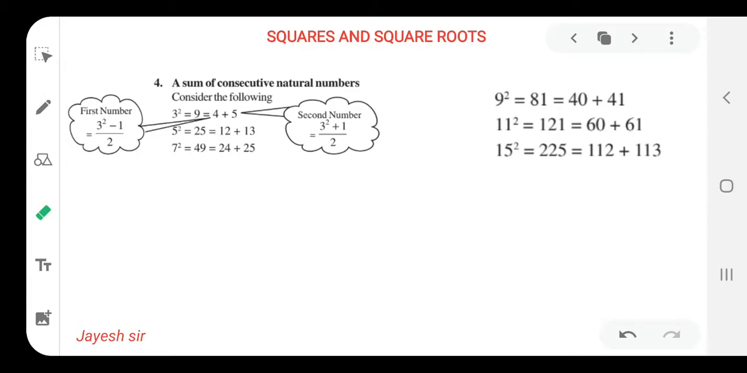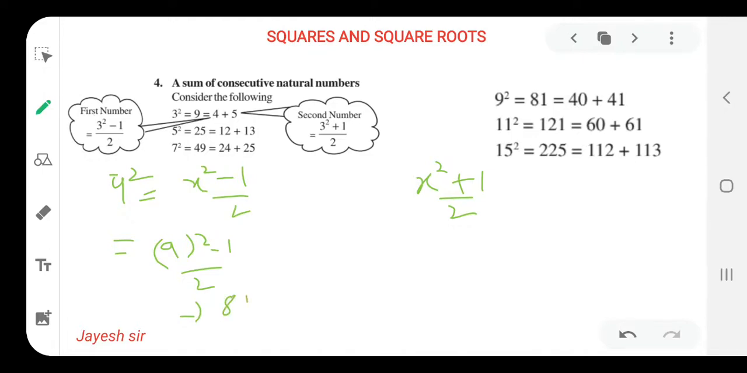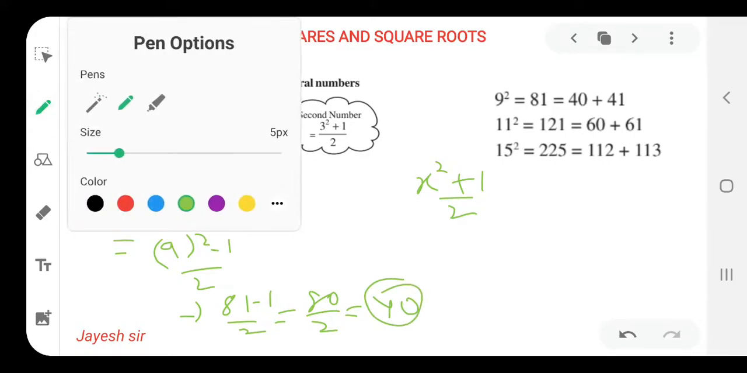Now afterwards we are going to solve for 9 square, 11 square and 15 square. 9 square, I know the answer is 81. But as per the formula it is (x square minus 1)/2 and (x square plus 1)/2. Here x is 9, so 9 square minus 1 by 2, that is 81 minus 1 by 2, that is 80 by 2, which results in 40. So our first consecutive number is 40.